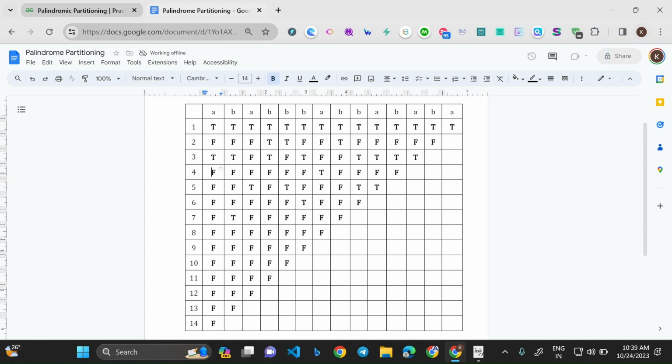No, that's the reason we have stored false at A. Similarly, come to this, here it is true. Why? The reason being A, B, B, A. This is of length 4 and it is a palindrome. That is the reason we have stored true here.